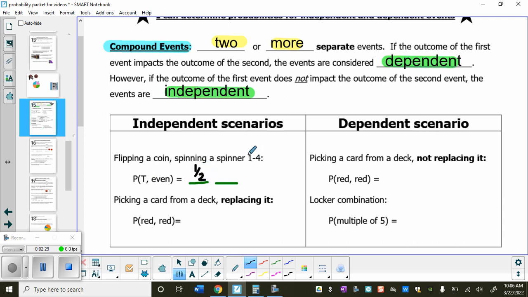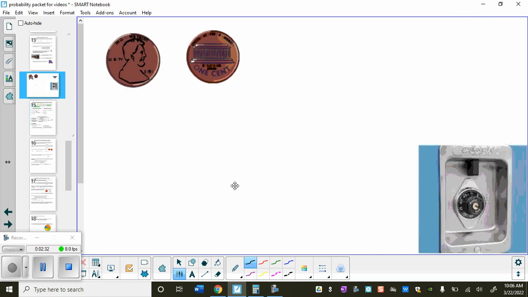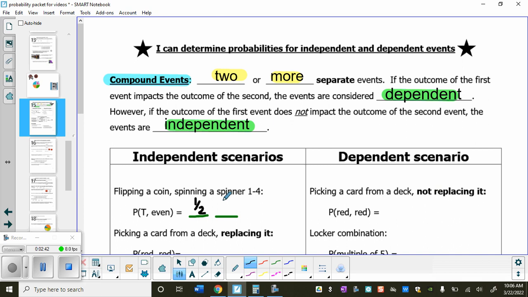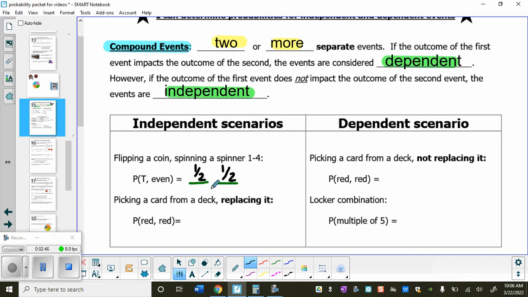And there's a spinner numbered 1 through 4, let me pull my spinner back up here. It's a 1, a 2, a 3, and a 4 here. And I want to know the chances that I land on an even number. Well, that's going to be 1/2. So that's a 1/2 as well. So to find the probability that I'm going to get tails and an even number, I'm just going to multiply right here, and that's going to be 1/4.